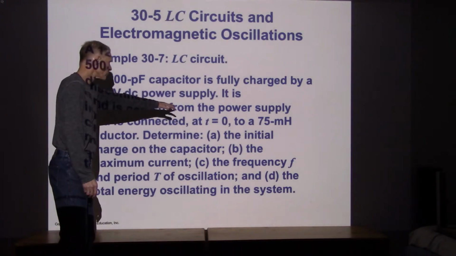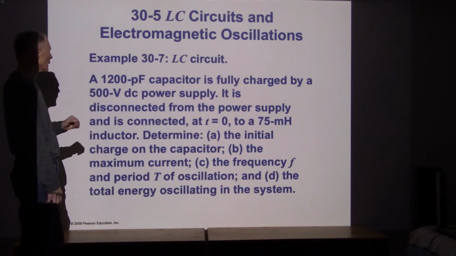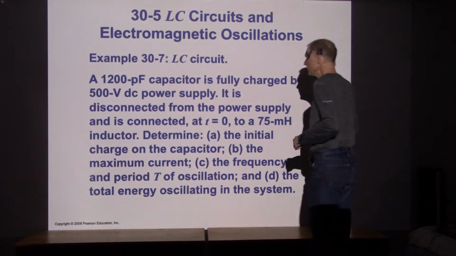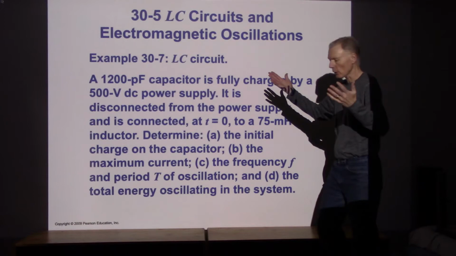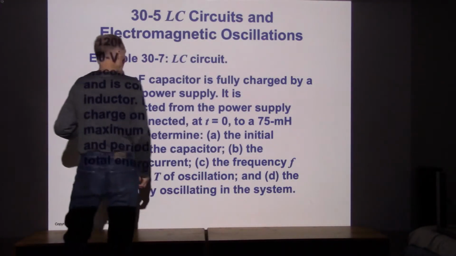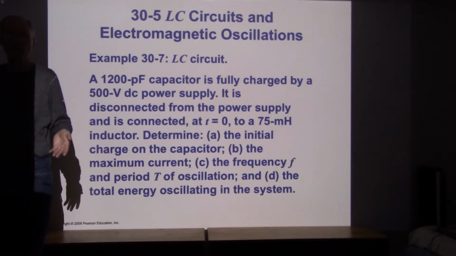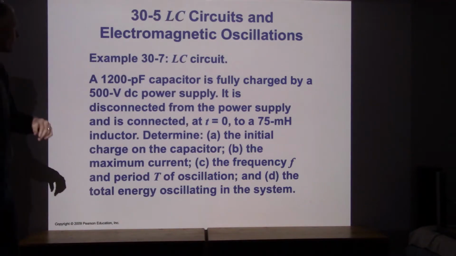It is connected to a power supply in order to charge it. And then at t equals 0, it is connected in a circuit and a switch is closed. So, oh, it's a 500, there we go. I was looking for the voltage on the power supply. So we use 500 volts. They're not kidding around here, 500 volts to charge this little tiny capacitance of 1200 picofarads.